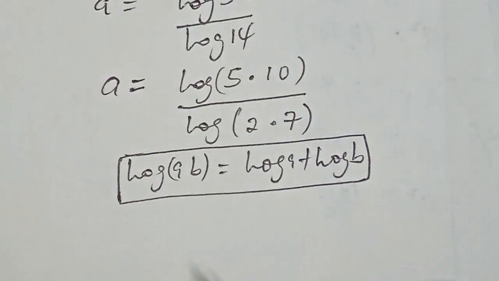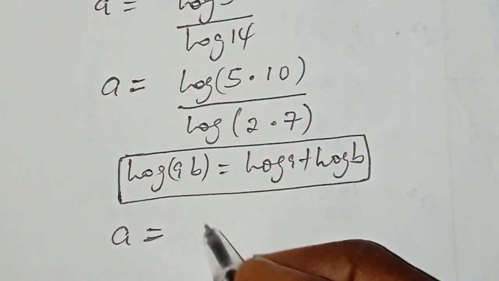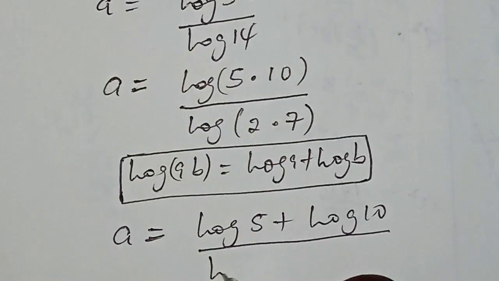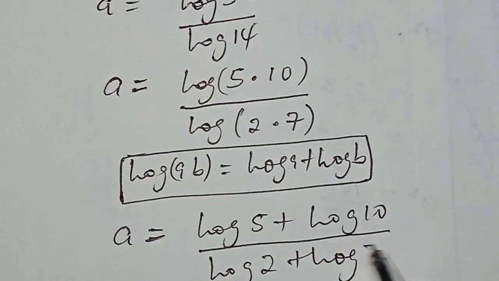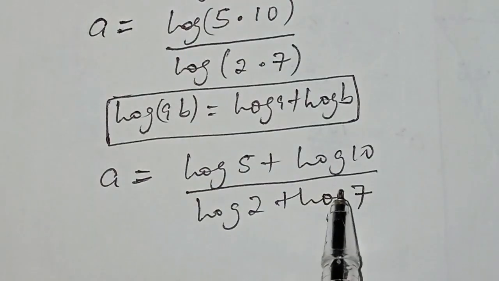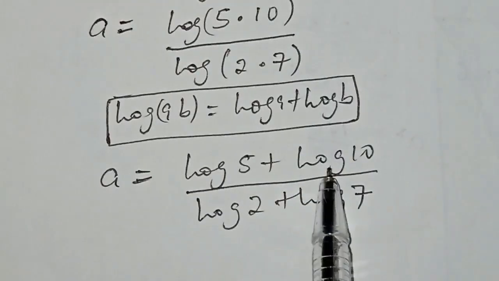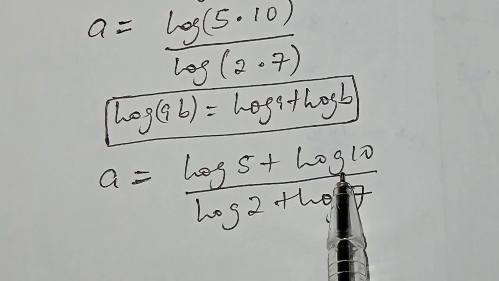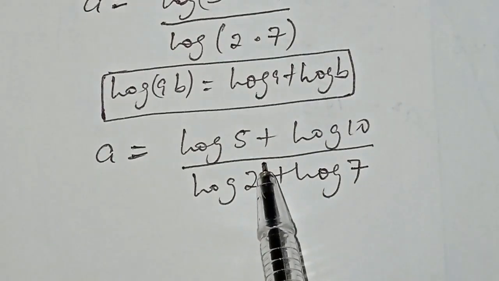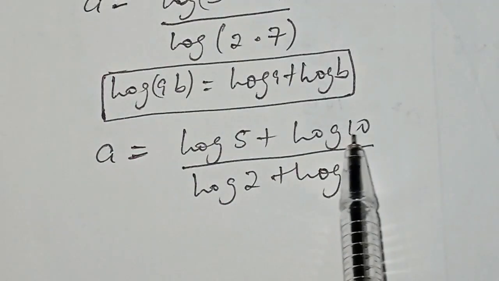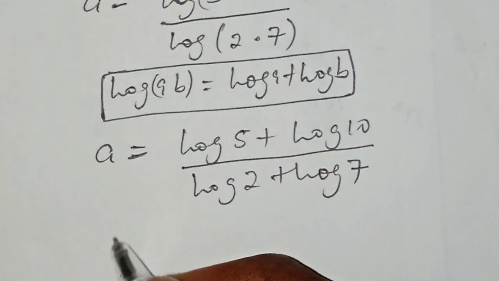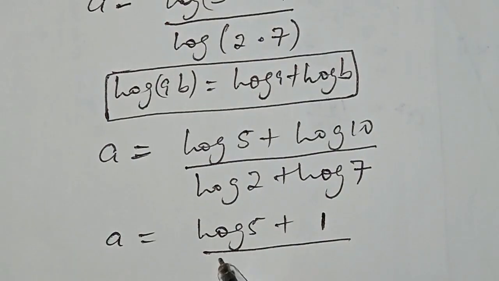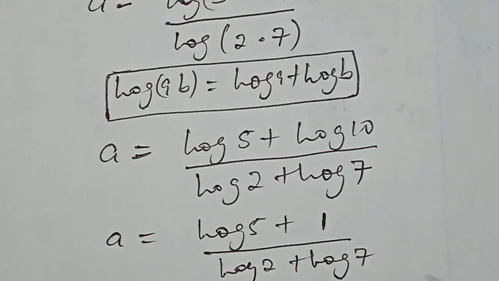Considering this identity, our next step will become a equal to log 5 plus log 10 over log 2 plus log 7. So from here, we have this expression, and we need to make use of our calculator. But because all these logarithms are of base 10, log 10 to base 10 becomes 1. So our next step becomes a equal to log 5 plus 1 over log 2 plus log 7.